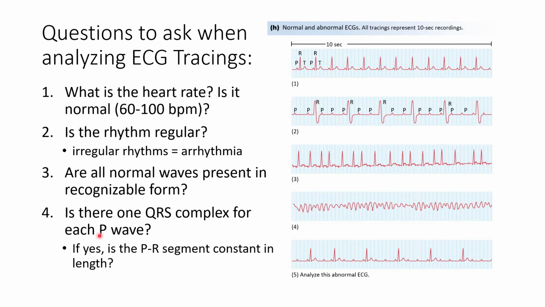We then move to, is there one QRS complex for each P wave? If that's true, then we get into something a little bit more complex where we say, okay, is the PR segment, so the spacing between our P waves and the complex, the same? So here we see we don't have a QRS complex between each of them, but even between, say, this one and this one, we can see that our PR segments are different lengths. So something's going on. Even here, really different length.